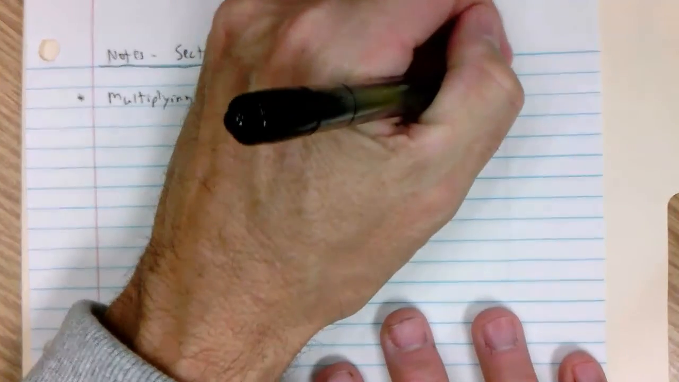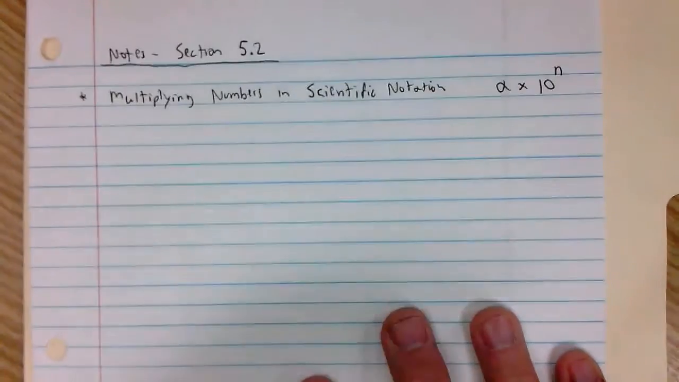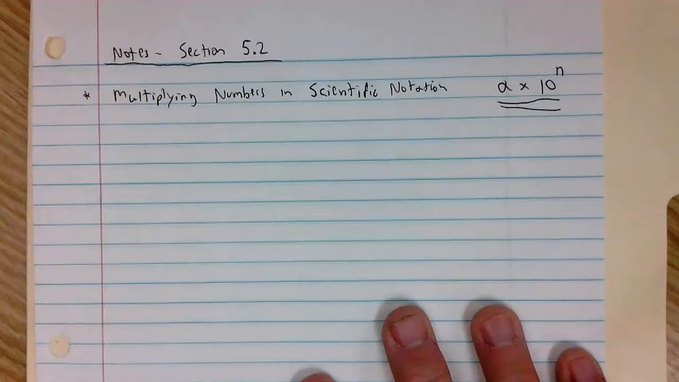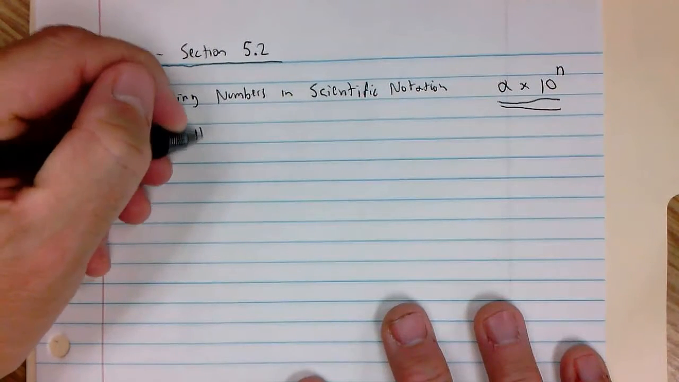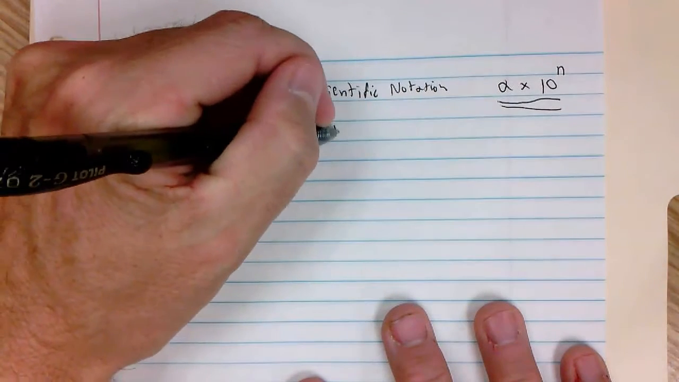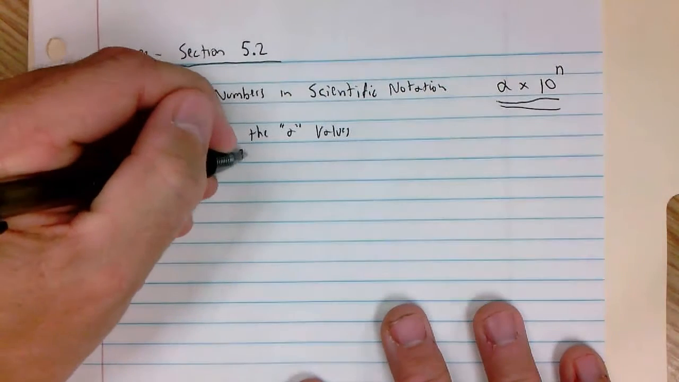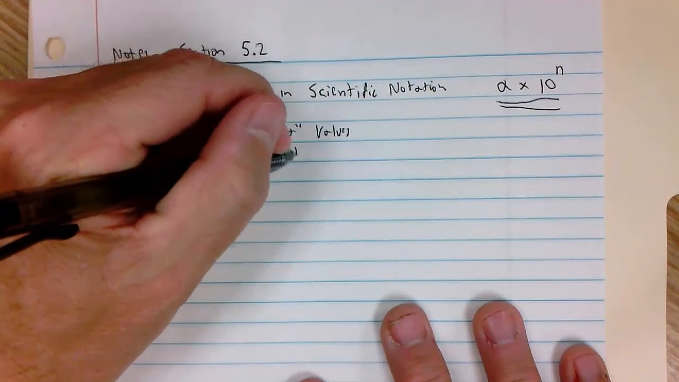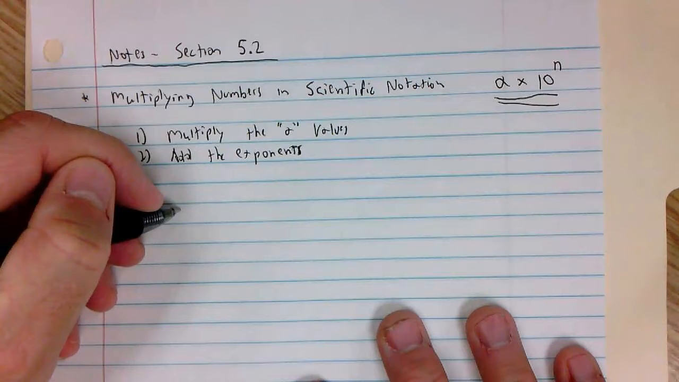Remember, a number in scientific notation looks like this: A times 10 to the n. So to multiply numbers that are in scientific notation, the easiest way to do it is multiply the a values, add the exponents. And that's really it.